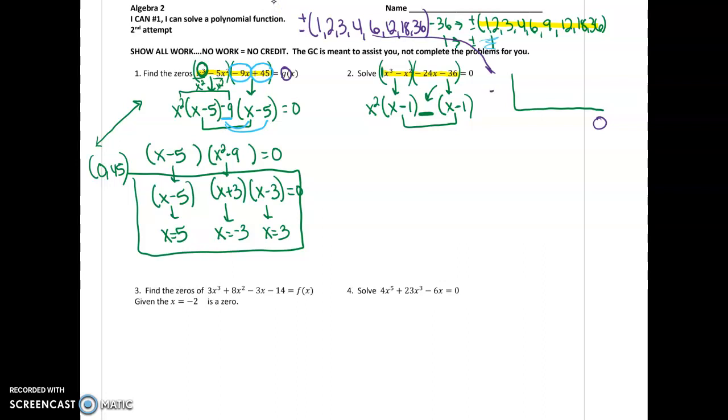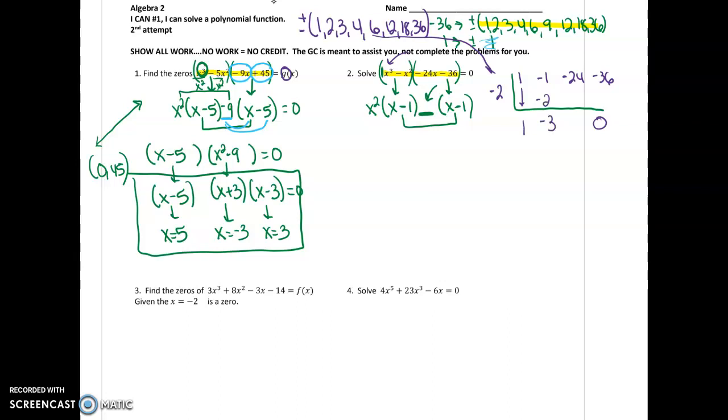I'm going to put my -2 here. I'm going to take the coefficients of 1, -1, -24, and -36, and when I'm done, I should get 0 at the bottom. So remember, we start by bringing the 1 down. -2 times 1 is -2. I'm going to add this column up.